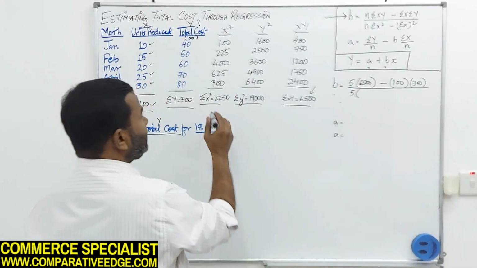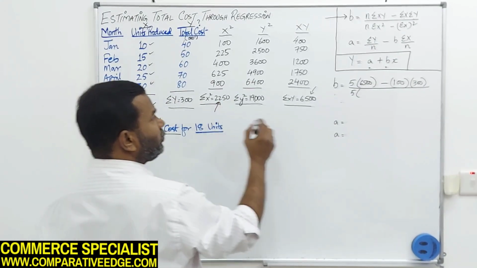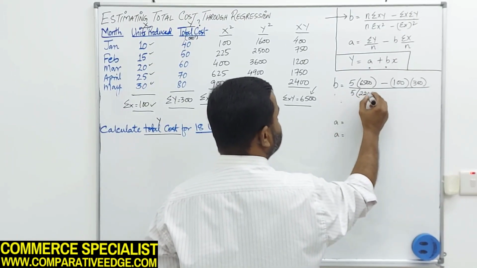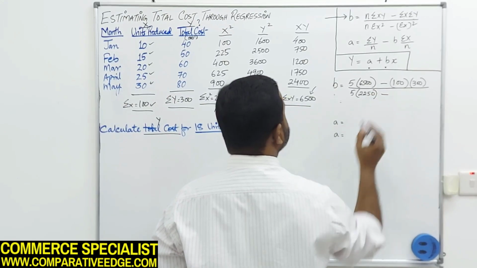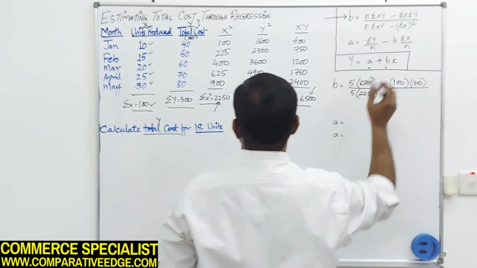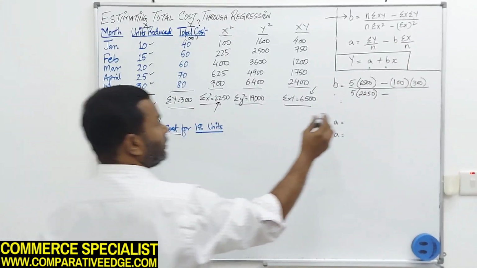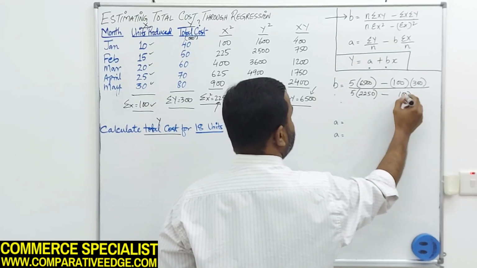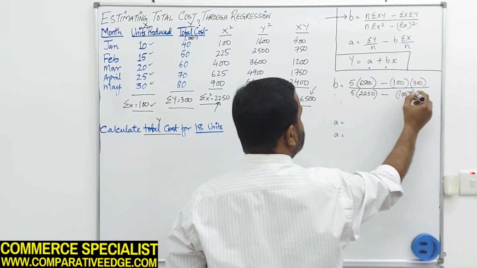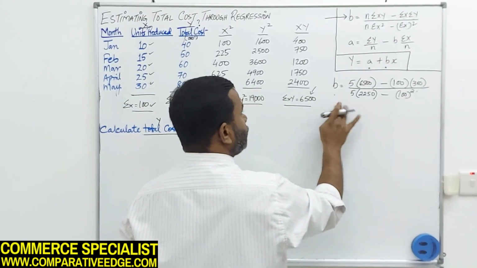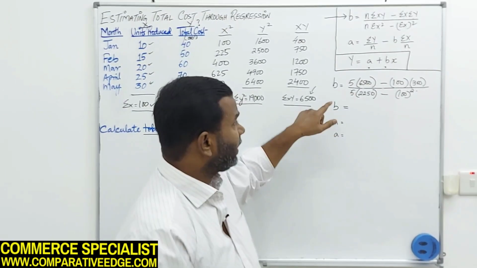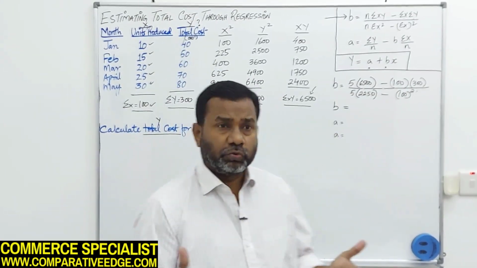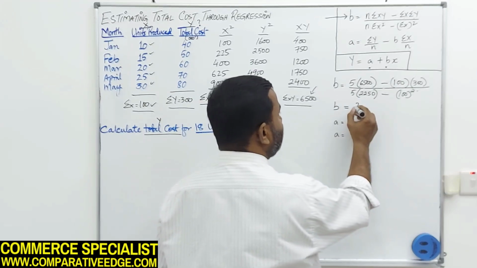sigma x squared. This is sigma x squared. 2250, 5 into 2250 minus sigma x is 100, so I'm putting 100 here, and this is sigma x the whole square. So when I solve all this, you'll get the value of B, which comes to 2. So B is coming to 2.